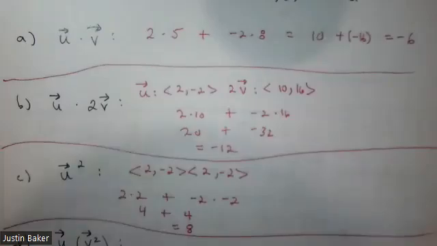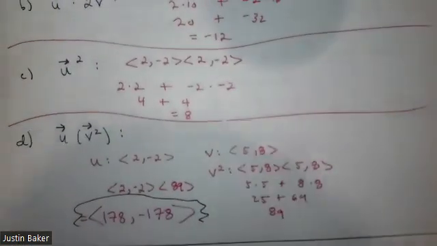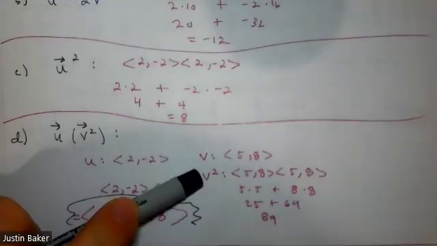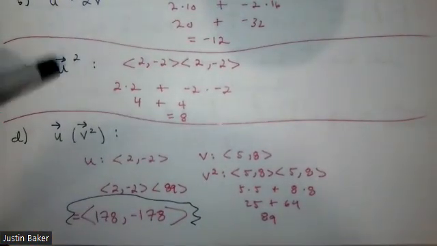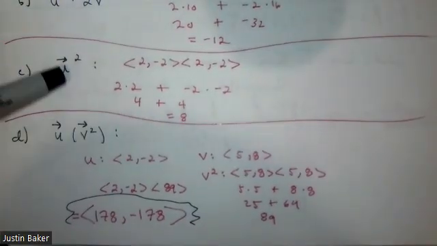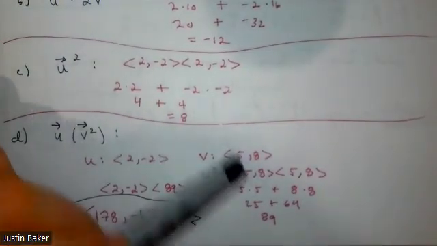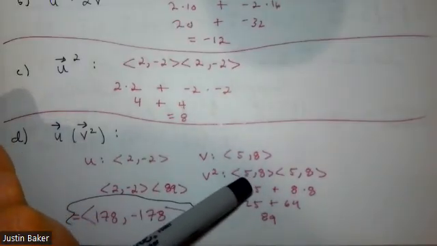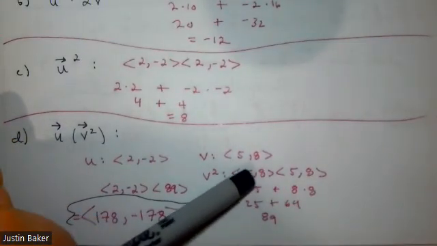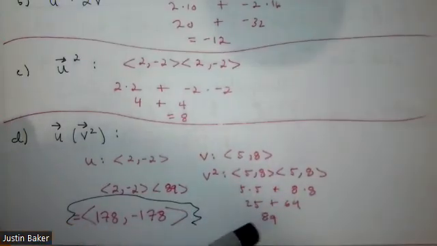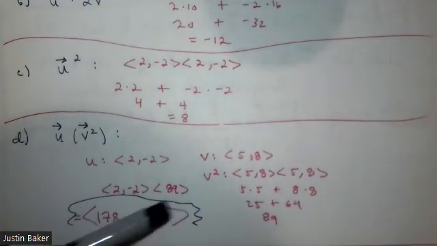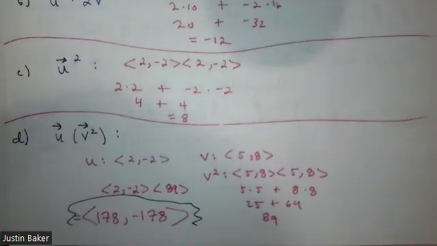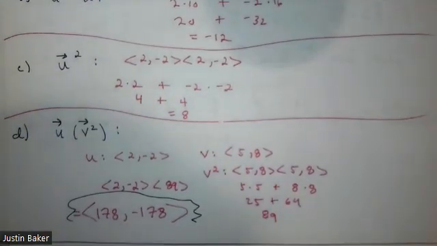And finally, for this last one, off to the side here, we want to find vector v squared. It's the same thing as what we did up here, it's just that it's only applying to what's in parentheses. So you would go off to the side and do vector v squared, so 5, 8 and 5, 8. If you do that, it's 25 plus 64, so that's 89. So v squared is essentially 89. Then if you take each one of those times 89, you've got 178 and negative 178.